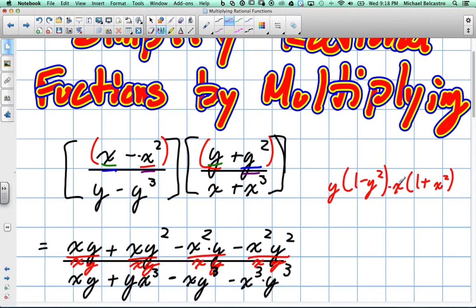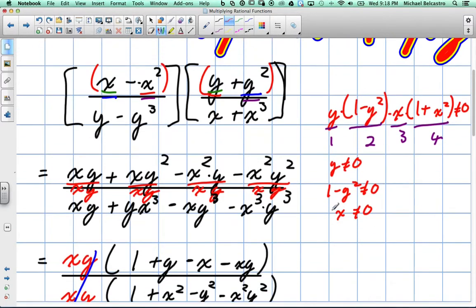Each of these are multiplied by each other, and the idea is that we cannot let them equal 0. So essentially, think of it as being 4 different terms, this being the first, this whole bracket the second, this being the third, and this being the fourth. None of these can be equal to 0. So in the very first one, term 1, y cannot equal 0. That's our first restriction. Our second one, 1 minus y squared cannot equal 0. Our third one, x cannot equal 0. And finally, our fourth one, 1 plus x squared cannot equal 0.